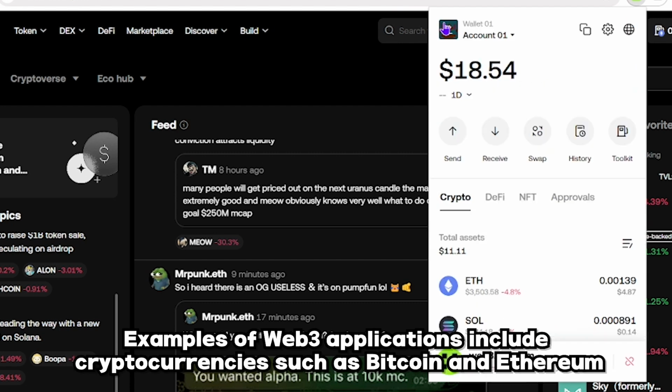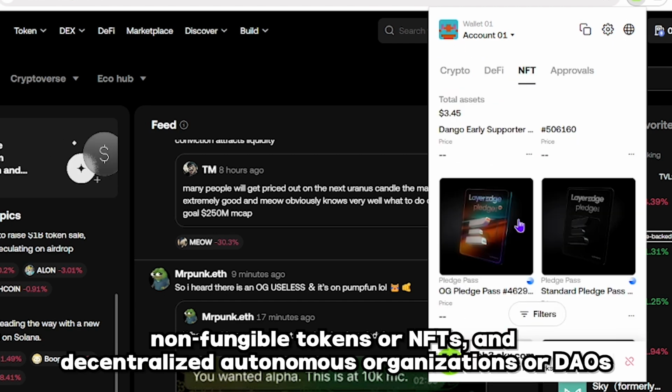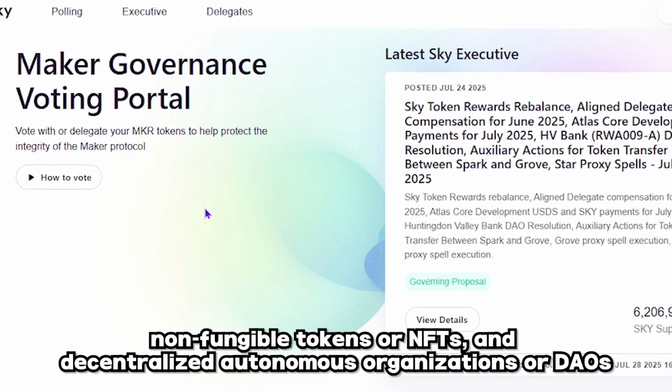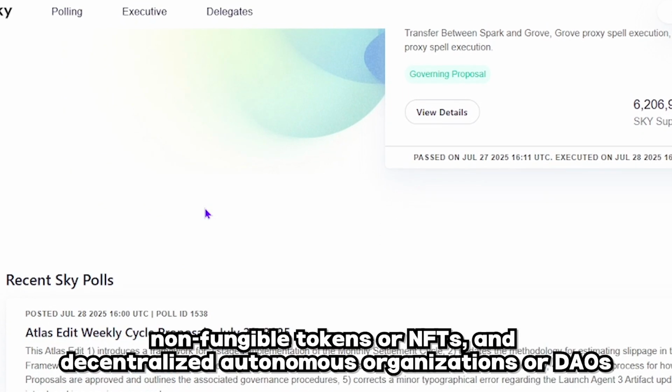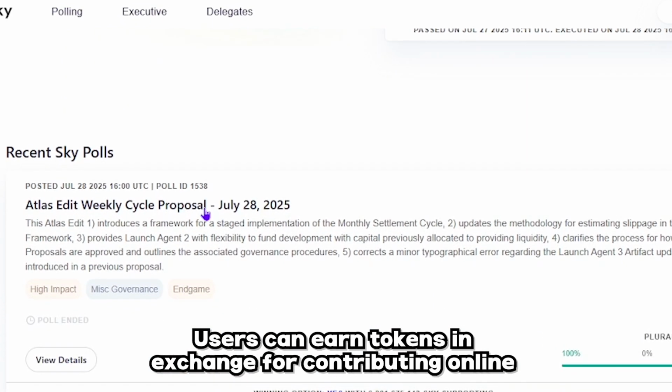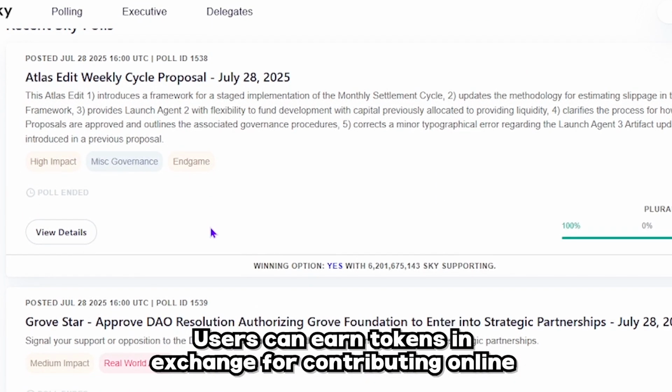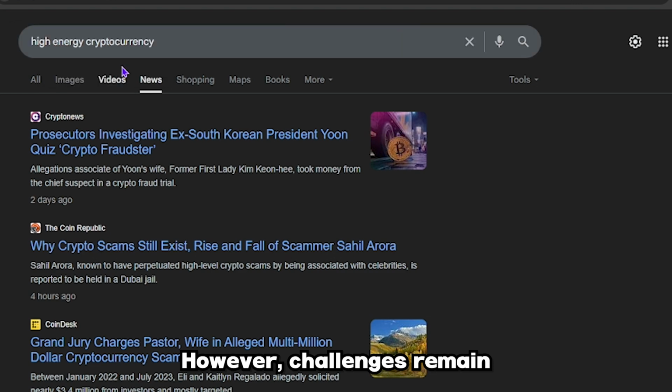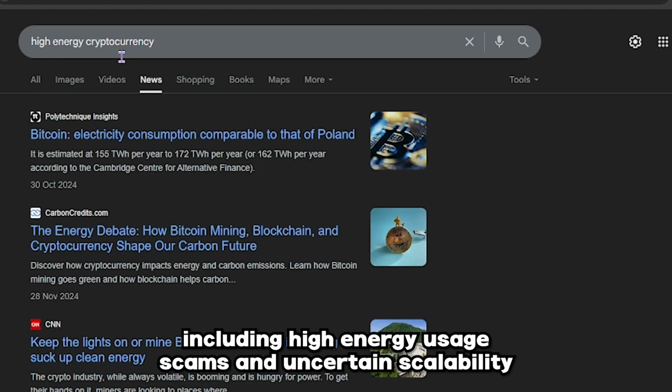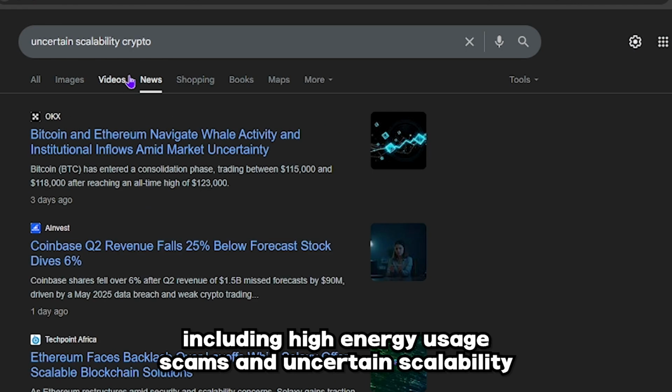Examples of Web3 applications include cryptocurrencies such as Bitcoin and Ethereum, non-fungible tokens or NFTs, and decentralized autonomous organizations or DAOs. Users can earn tokens in exchange for contributing online. However, challenges remain, including high energy usage, scams, and uncertain scalability.